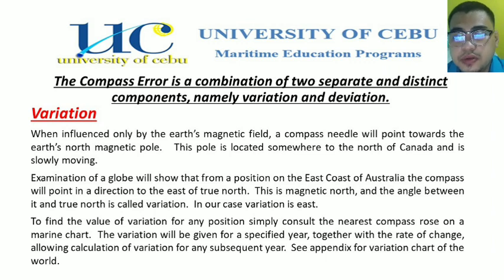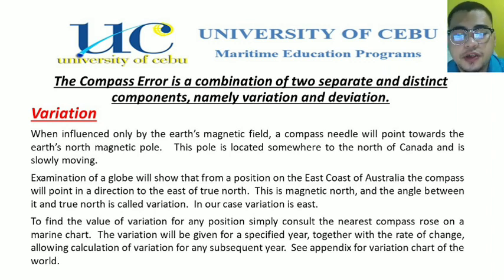Variation is influenced by the Earth's magnetic field, and a compass needle will point towards the Earth's magnetic pole. This pole is located somewhere to the north of Canada and is slowly moving. Examination of a globe will show that from a position on the east coast of Australia, the compass will point in the direction to the east of true north. This is magnetic north, and the angle between it and the true north is called variation. In our case, variation is east.